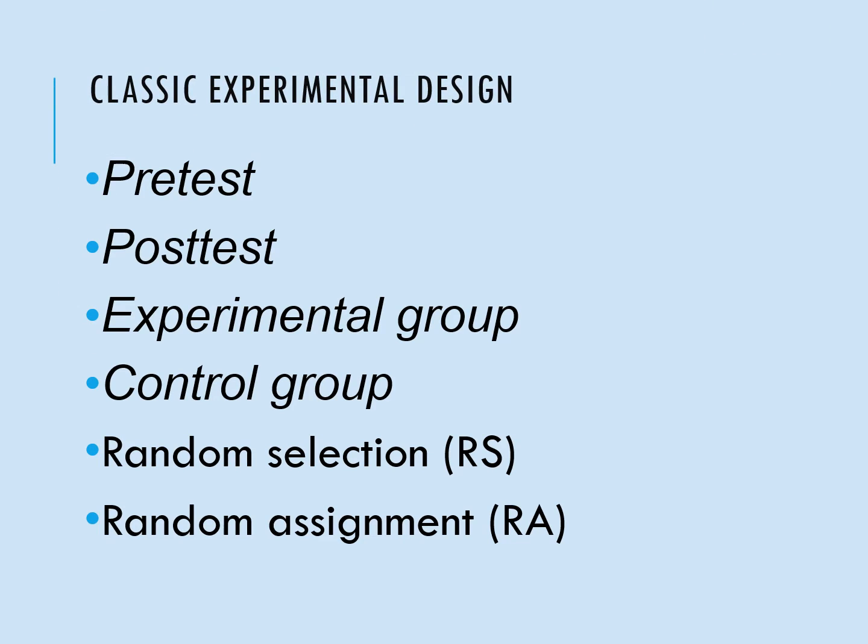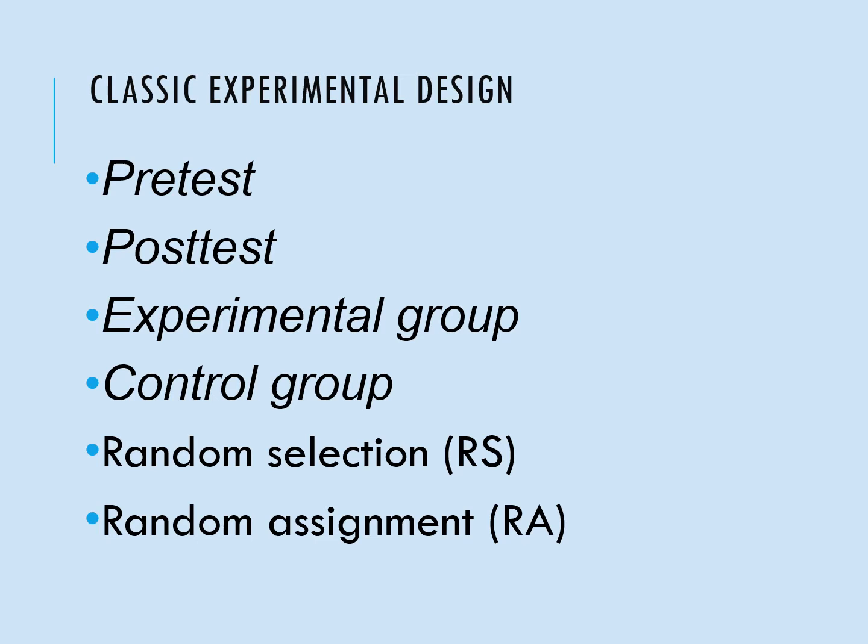There are 6 basic criteria for classic experimental design. We'll have a pretest and a post-test. So we're going to test the participants before and after an intervention or a treatment. We'll have an experimental and a control group. So somebody's going to get the treatment and somebody's going to get the dummy treatment or no treatment at all.